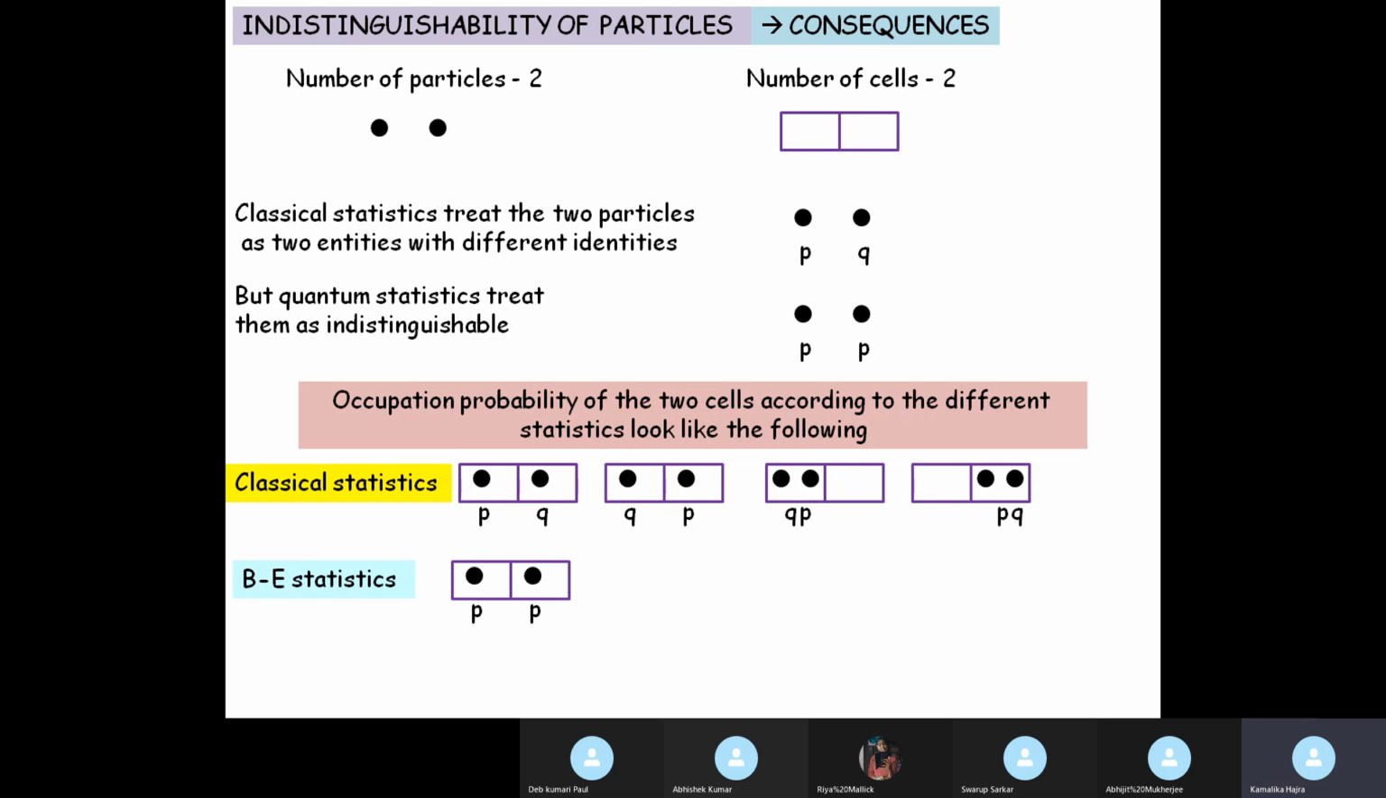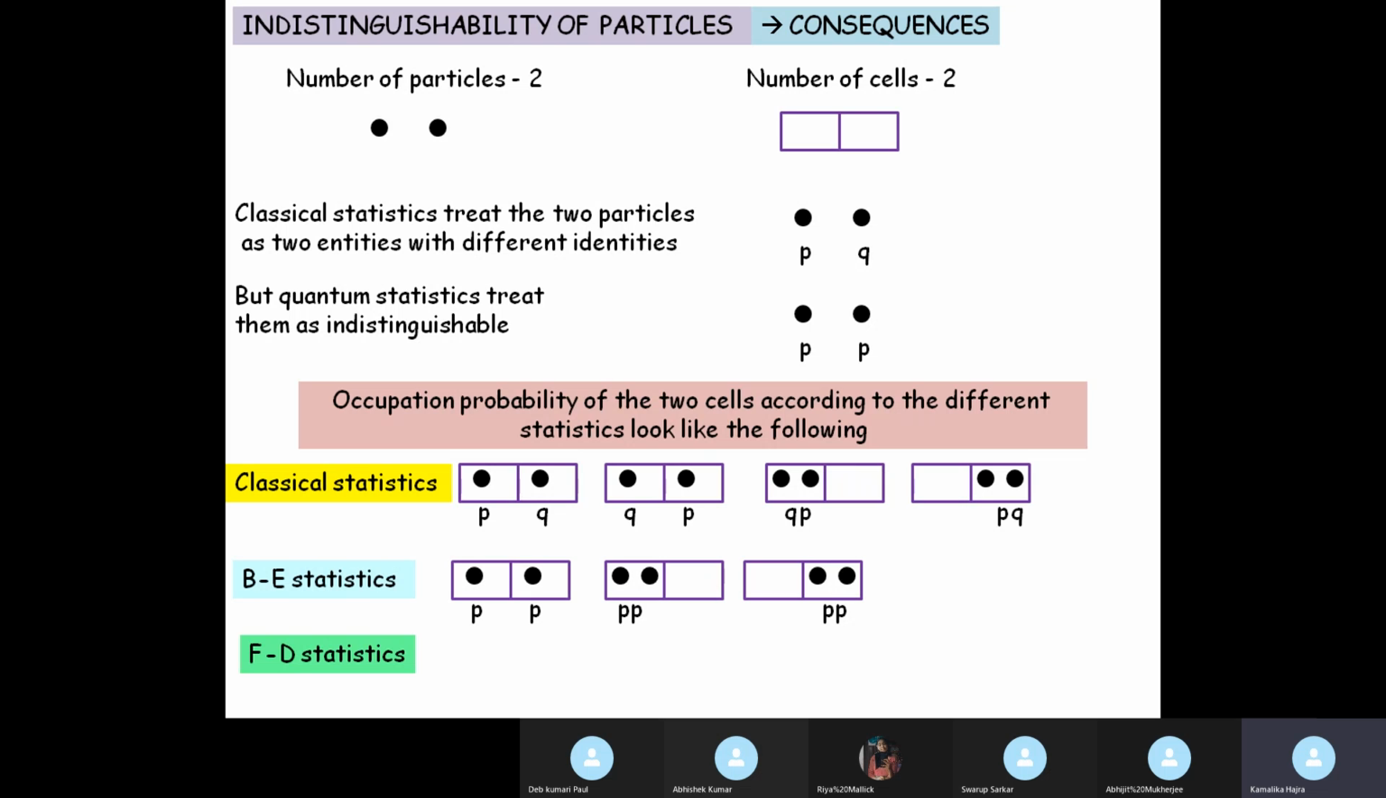What is Bose-Einstein? The particles become indistinguishable, so PP, that is 2 particles in the same cell, or 2 particles in the other cell. So one particular configuration is obliterated, since the particles are identical. But since Bose-Einstein does not have Pauli's exclusion principle, a single cell can still be occupied by two particles. So either 2 particles in 2 states, or 2 particles in one of the cells, or 2 particles in the other cell. So 3 kinds of configurations.